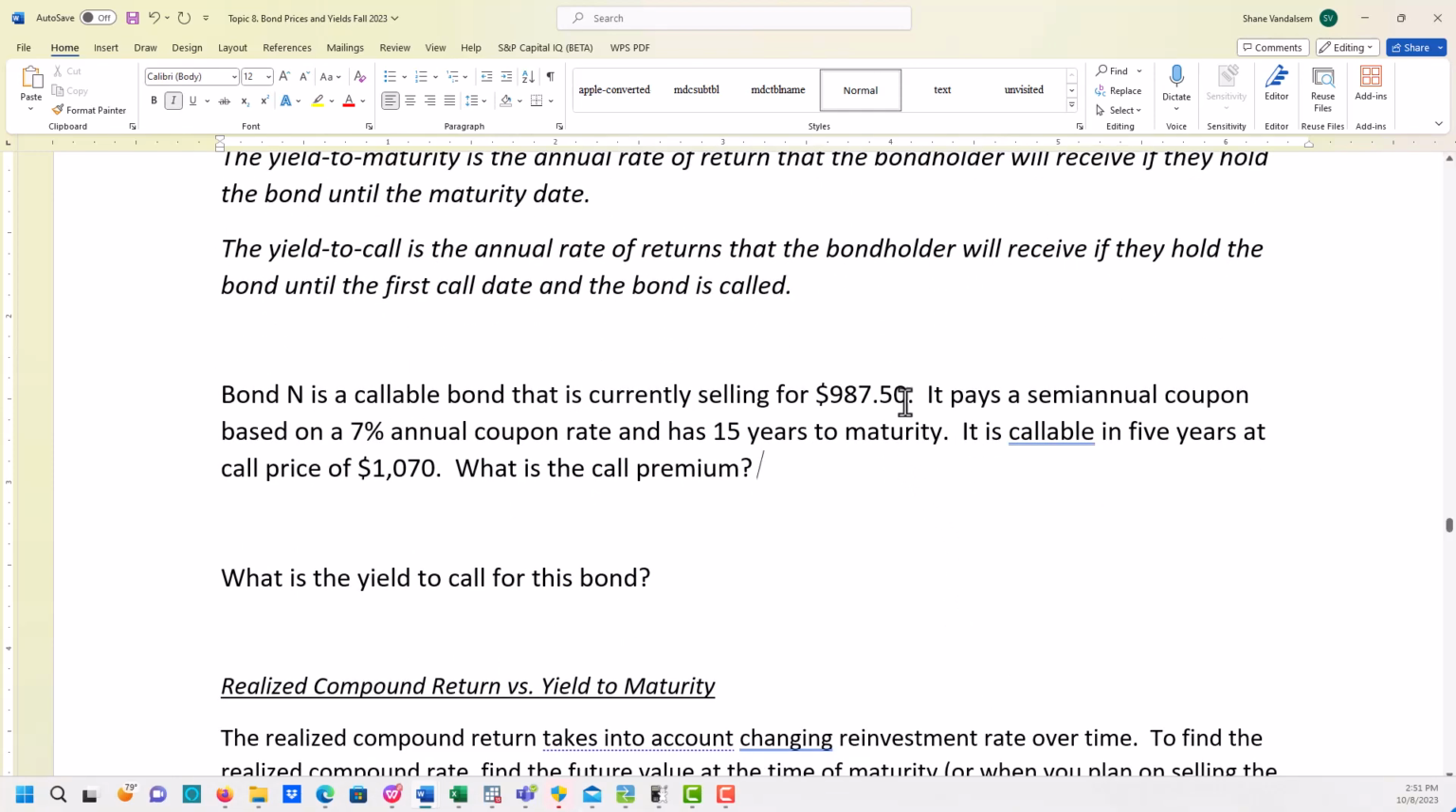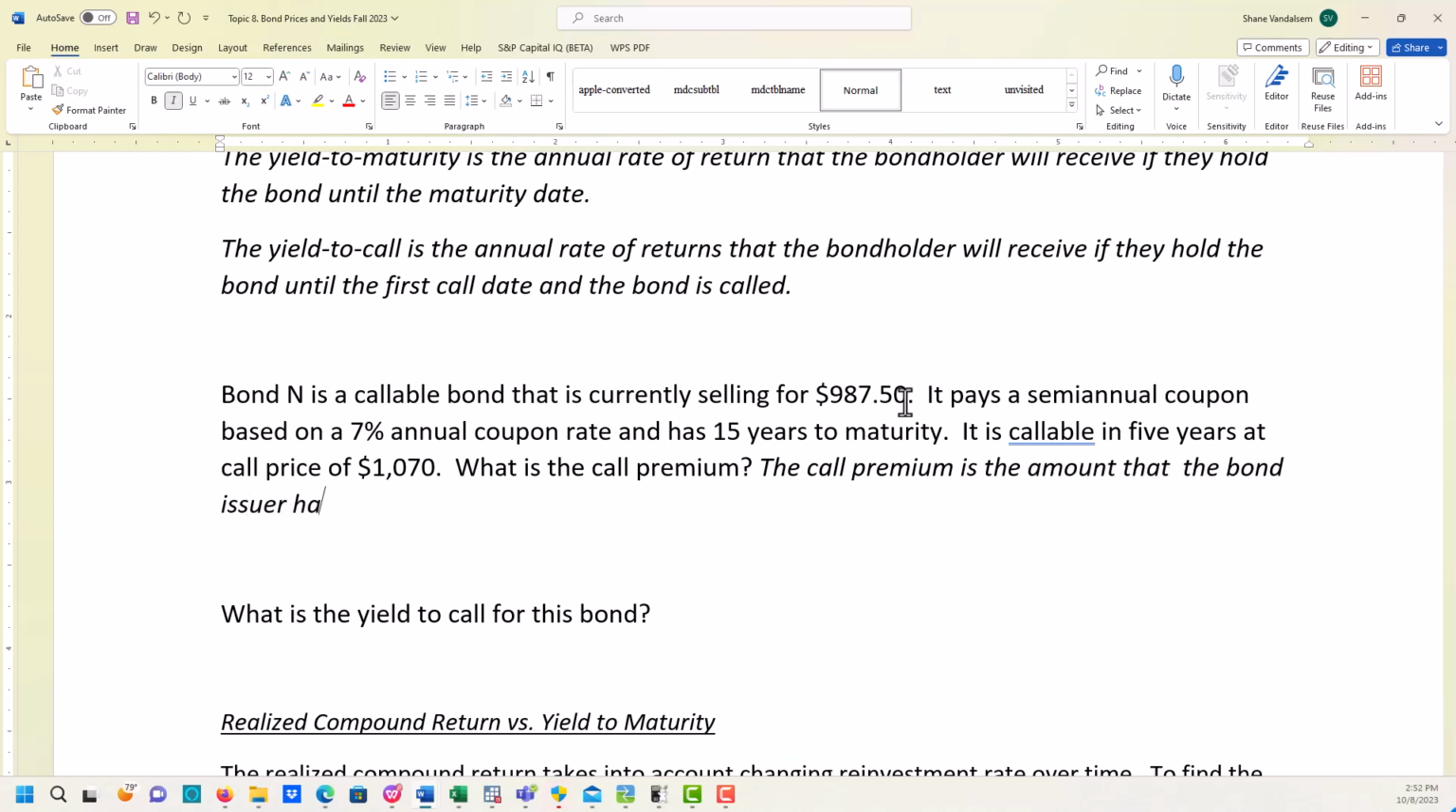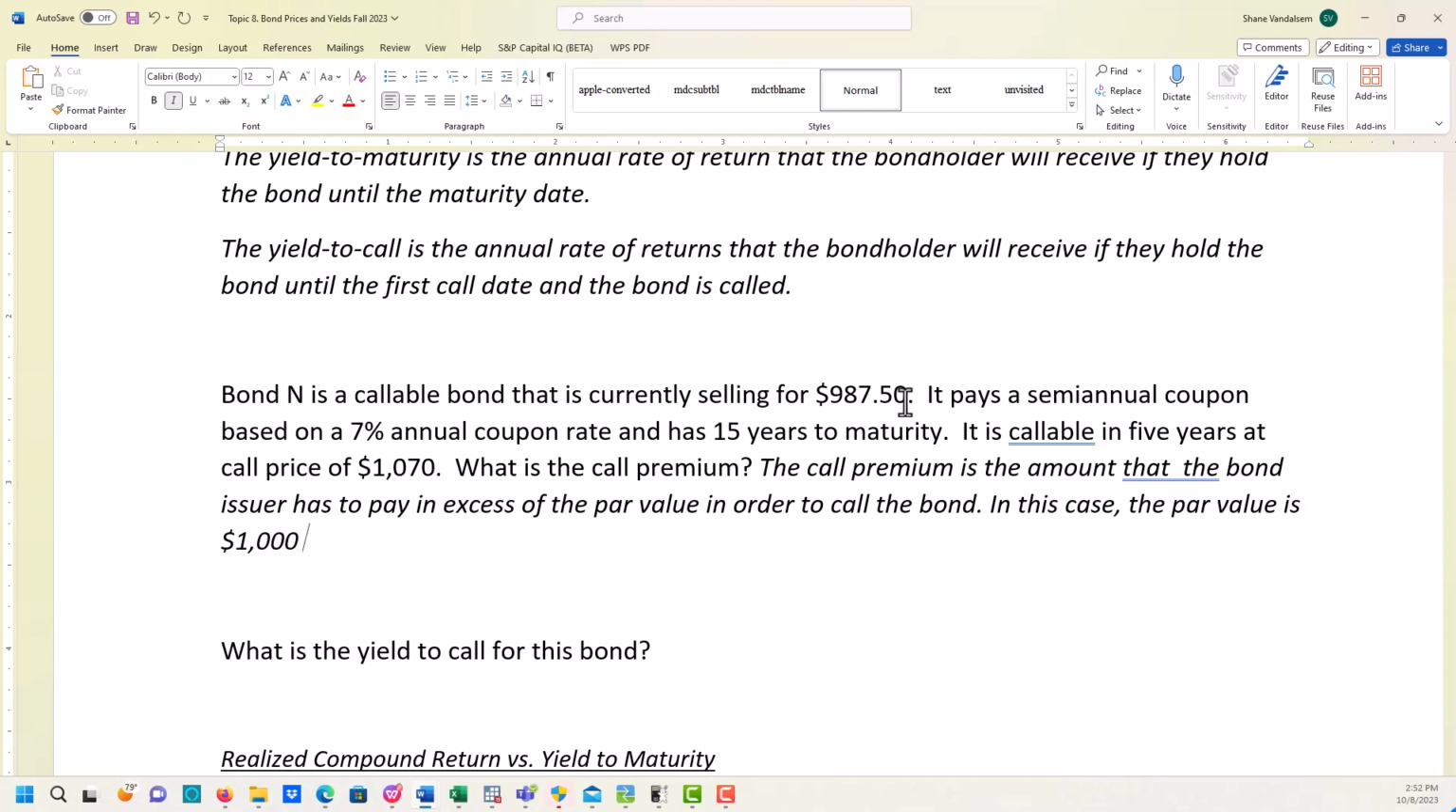The call premium is the amount that the bond issuer has to pay in excess of the par value in order to call the bond. In this case, the par value is $1,000 and the call premium is $1,070. Oh, excuse me. The call premium is $1,070 minus $1,000, or $70. Okay.